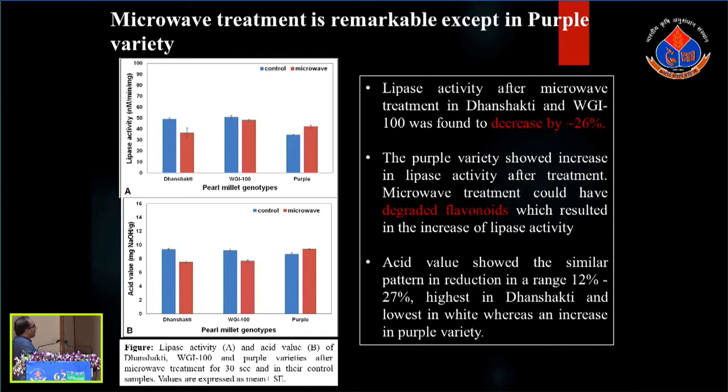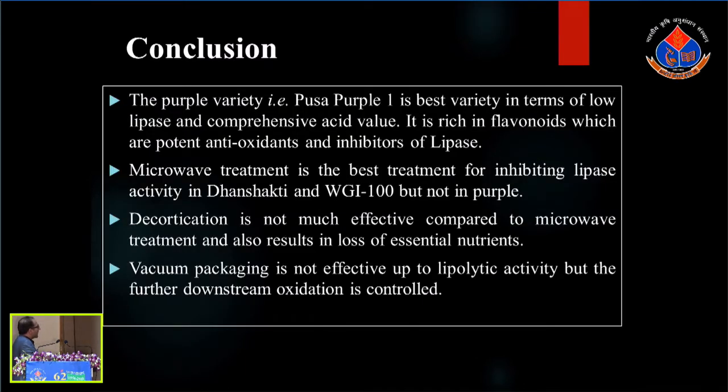And for microwave treatment, it was found to give good effects, because they found a decrease of 26% in lipase activity after the microwave treatment, and these were the conclusions listed. The purple variety is the best variety in terms of lipase and acid value, because it is rich in flavonoids, which act as inhibitors of lipase activity. And vacuum packaging, although not effective for lipolytic activity, is very effective as far as the oxidative damage of pearl millet is concerned.